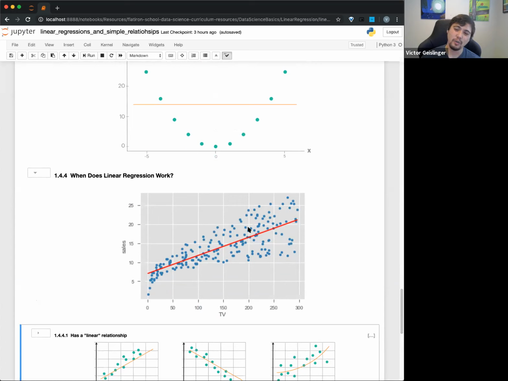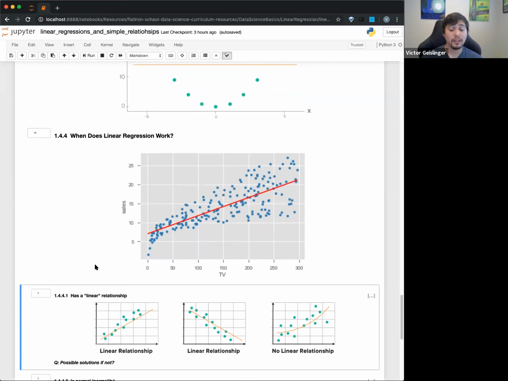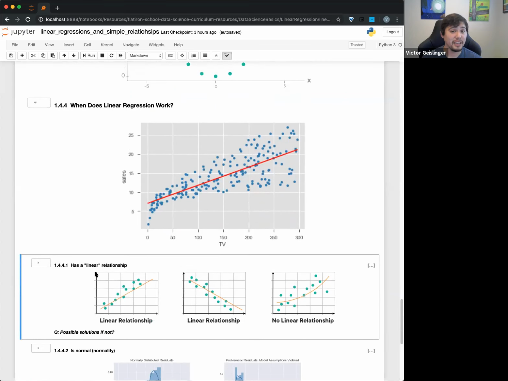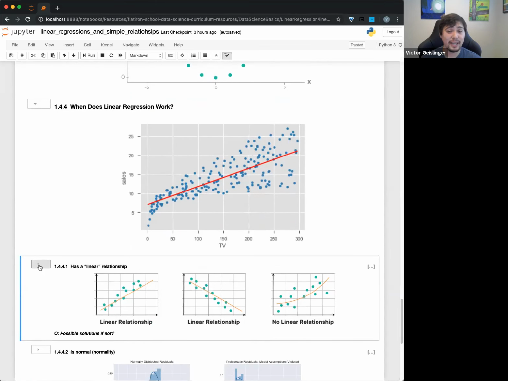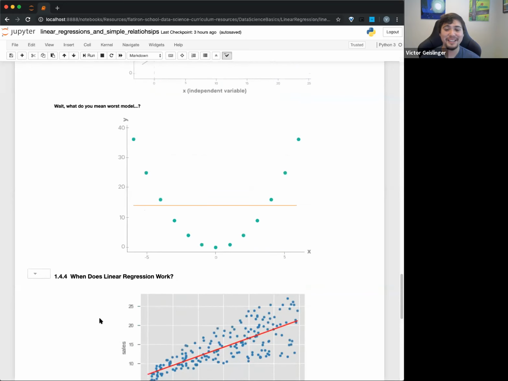It doesn't quite fit exactly. We can see some parts over here. So when do we say linear regression can work? The first obvious one, like we just mentioned, is: does it have a linear relationship? Does it look like a line? If it doesn't have a linear relationship, like a parabola, linear regression is not going to work.